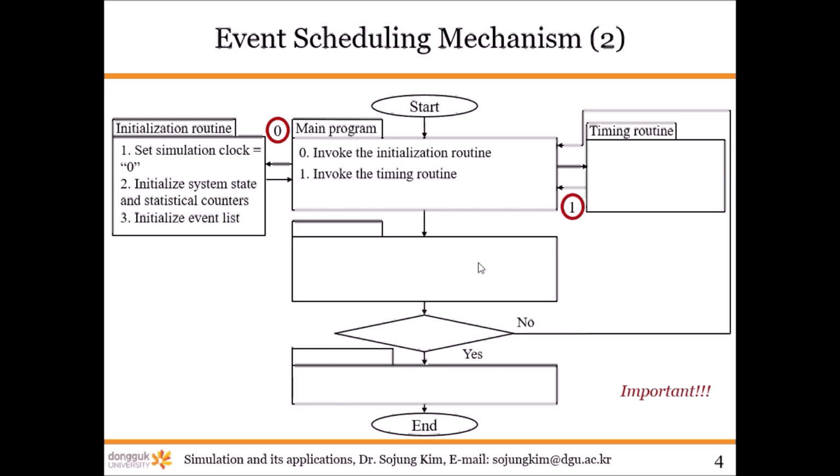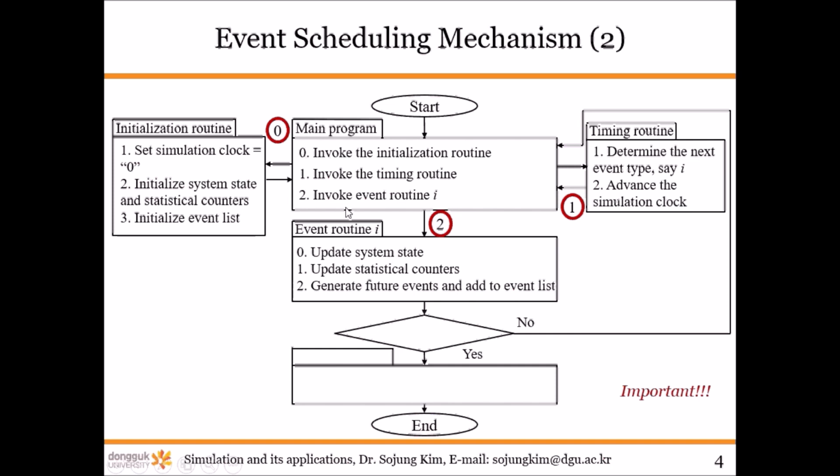So we have a timing routine here, and the timing routine determines the next event type, say event type i, and advances the simulation clock. So t now will be advanced, will be updated. And then invoke the event routine. Whenever we have an event, Arena has to update the system state and statistical counters, and it should also generate the future event and add it to the event list.